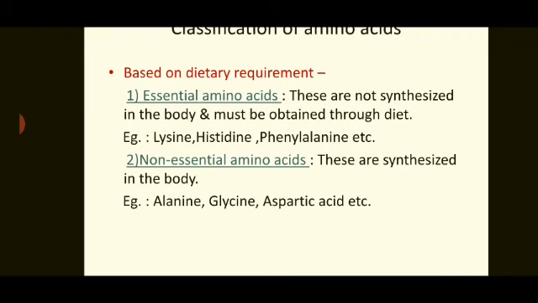The amino acids which are not synthesized in the body and must be obtained through diet are called essential amino acids. Example, lysine, histidine or phenylalanine, etc. And non-essential amino acids are synthesized in the body. Example, alanine, aspartic acid. Now here the question can be asked for 2 marks: define essential or non-essential amino acids and give an example, or classify the given amino acids into essential and non-essential amino acids.